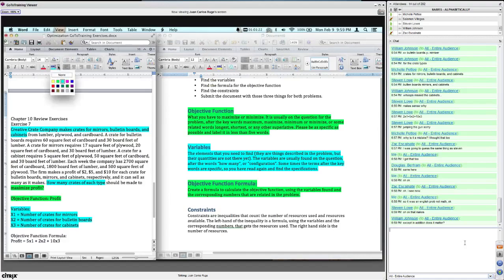Okay, let me go back to green. And now, find the constraints. William, yes, it matters because, well, it's not that it is addition or subtraction. Here, what matters is numbers and units should be consistent. So here, X1, number of crates for mirrors. So you have to use the numbers for crates for mirrors. You cannot use for X1 numbers for cabinets. That doesn't make sense.